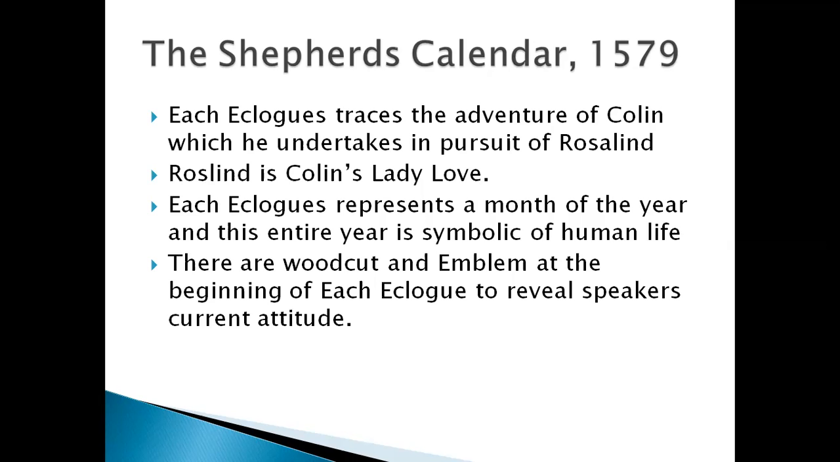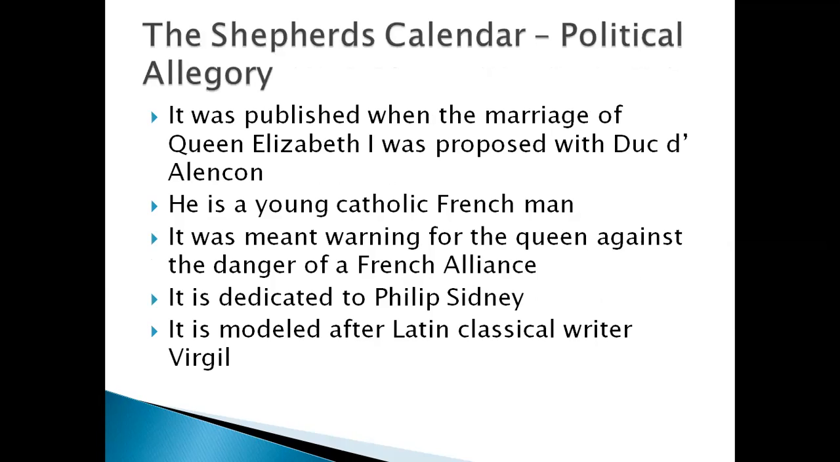And next, I have to tell why it is a political allegory, because this was written during Queen Elizabeth's time, when she was about to marry a French king, right? That man's name is Duke d'Alencon. He's a young Catholic Frenchman. So it was written in order to give a warning to Queen Elizabeth because of the danger of the French alliance, right? So this is why it is called political allegory.